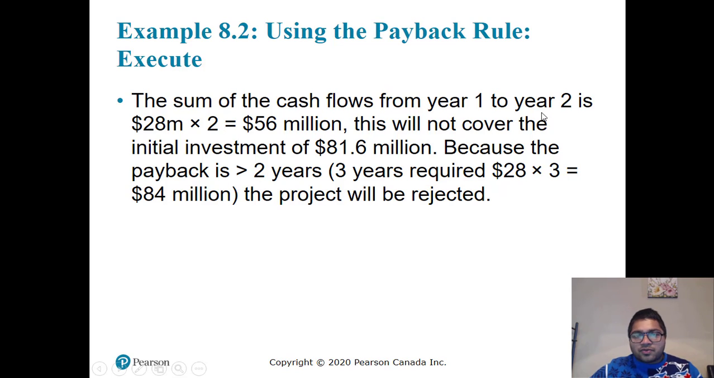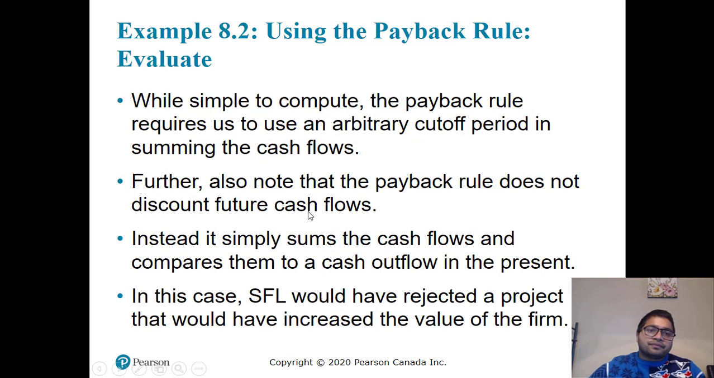So the sum of cash flows from year 1 to year 2 is 56 million. So this will not recover the initial investment of 81.6 because payback is greater than 2 years. The project would be rejected. While simple to compute, the payback rule requires us to use an arbitrary cutoff period in summing the cash flows.